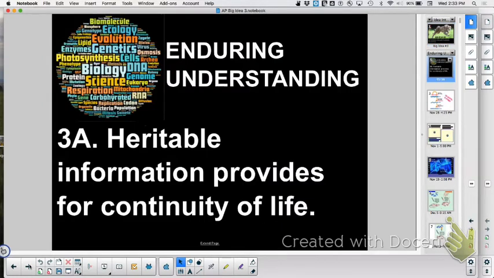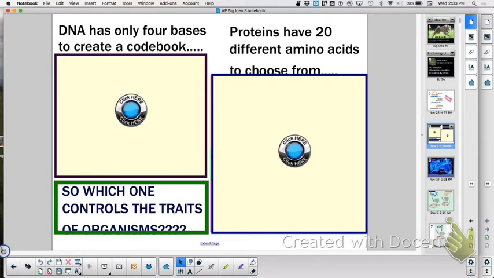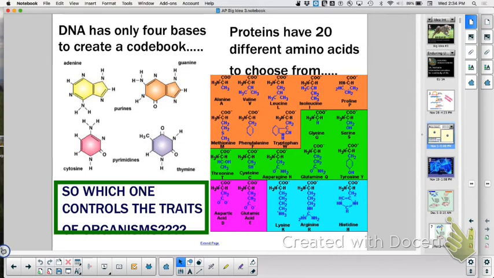So let's go through. First one, 3A, heritable information provides for continuity of life. What heritable information are they talking about? Genes, DNA, good job. We already know central dogma. I'm not even going over that again because you got that. We know that there was some debate about what could be the genetic information because we know how many nucleotides do we have? 4. But how many amino acids do we have? 20. So it seemed like we could make more combinations with 20 letters versus 4 letters. You with me on that?